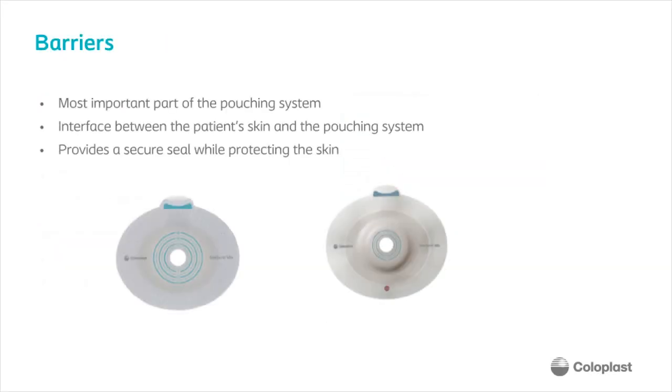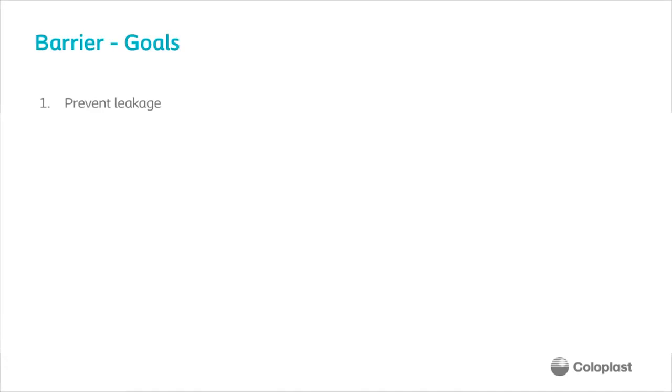The barrier is the most important part of the pouching system. It is the interface between the patient's skin and the pouching system. An appropriate barrier will provide a secure seal while at the same time protecting the skin. Three goals of the barrier are: 1. Prevent leakage of stoma output under the barrier. 2. Protect the peristomal skin while being skin-friendly. And 3. Provide a predictable wear time.